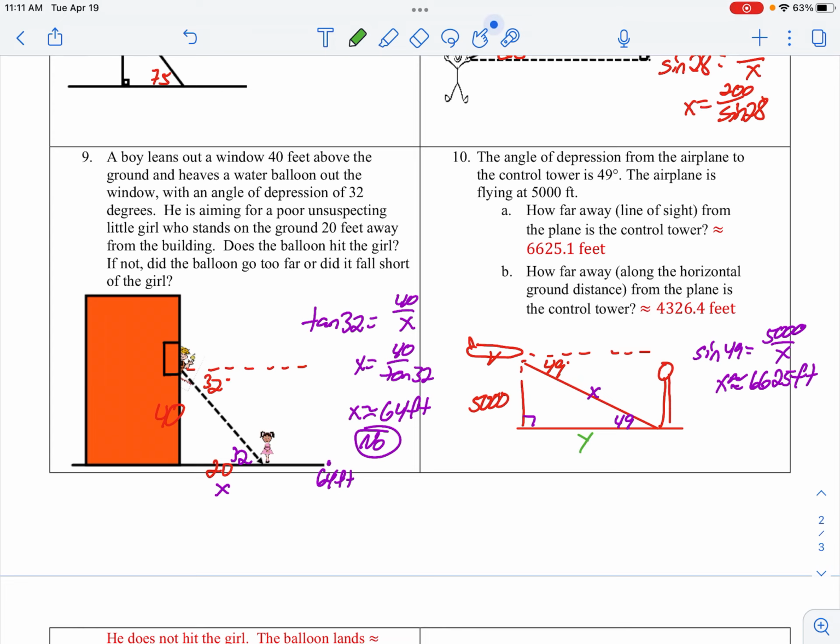And I will use tangent, it looks like. Tangent of 49 is opposite over adjacent. So 5,000 divided by the tangent of 49. The horizontal ground distance is 4,346.4 feet. I think that's a typo. 49, 5,000. Looks like I typed in right, so I think this is a typo right here. 4,346.4 feet.